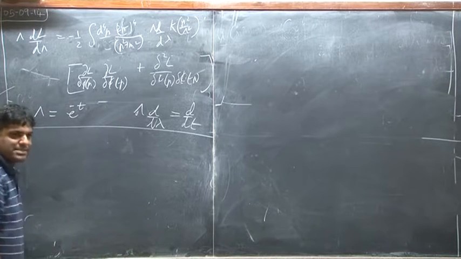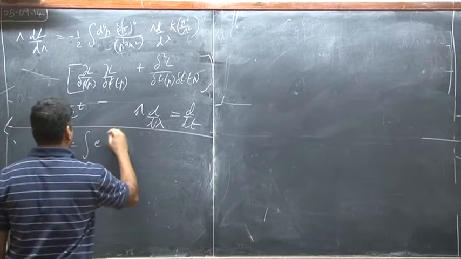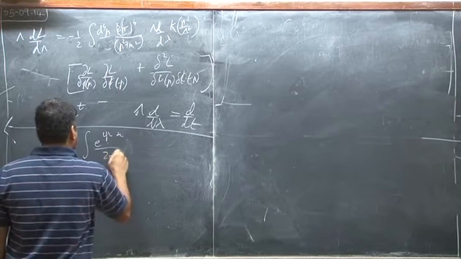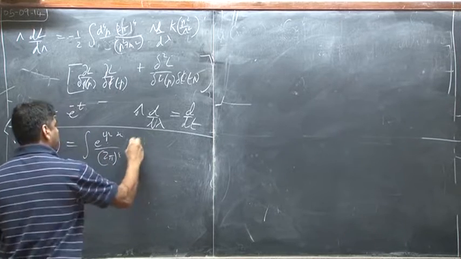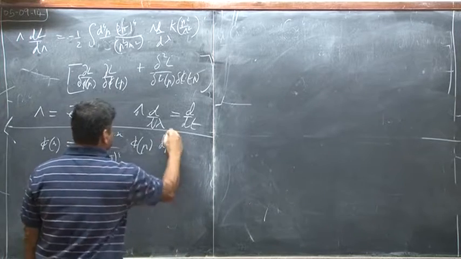Let's work in momentum space, okay? So let's say phi of x is equal to the integral of e to the i k dot x, phi tilde of k, d^4k.